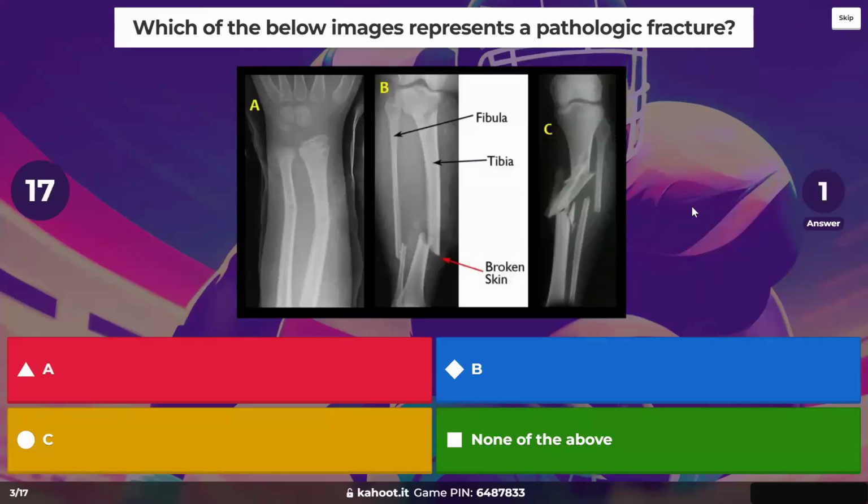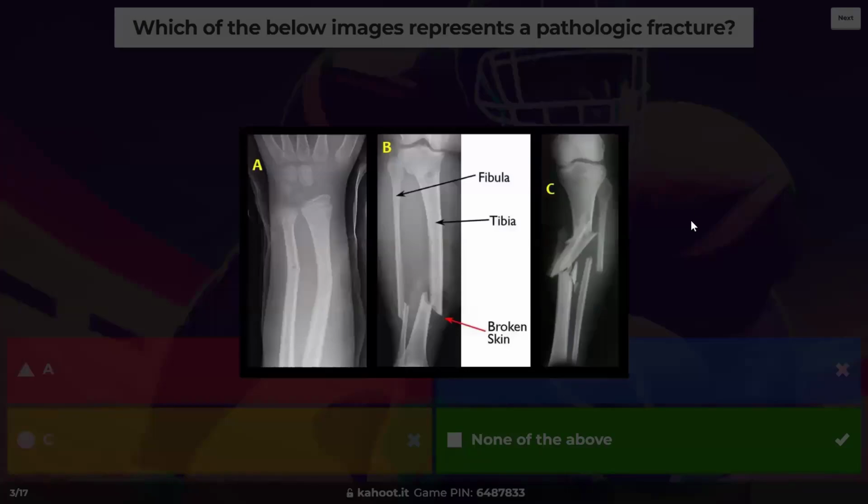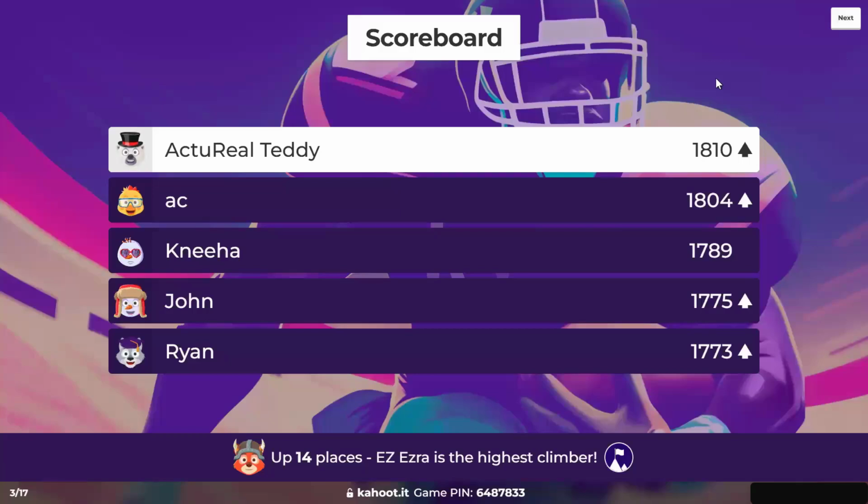Which one is a pathological fracture? I'll give you a hint, being young is not pathology. So the answer was, yeah, D, none of the above. So yeah, osteoporosis fracture could be considered pathologic. I typically think of some lesion that weakens the bone. You know, you've lost a lot of the bone structure, and that makes it more susceptible to fracture. Actual real Teddy jumped up there.